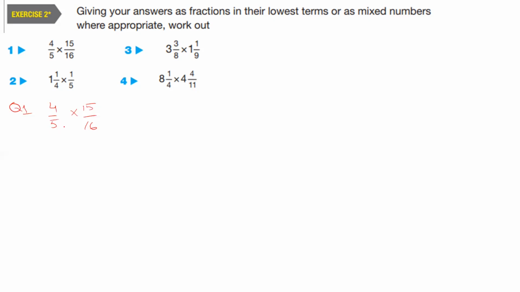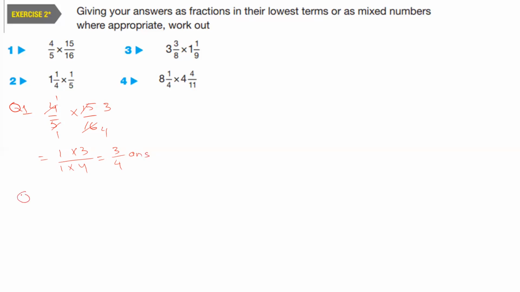So we think of a number which divides the numerator and the denominators of both fractions. We find this one: 5 and 15 can be cancelled by a number which is 5. So 5 times 1 is 5, 5 times 3 is 15. Here 4 times 1 is 4, 4 times 4 is 16. So straight away we got 1 times 3 in the numerator and 1 times 4 in the denominator. So we got here 3 upon 4. This is the answer for question number 1.